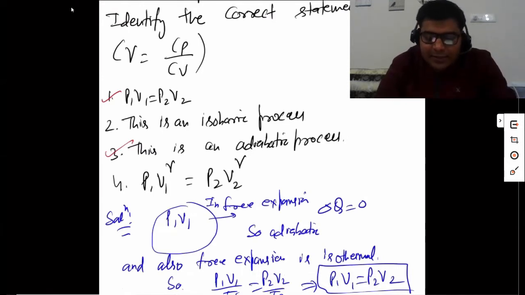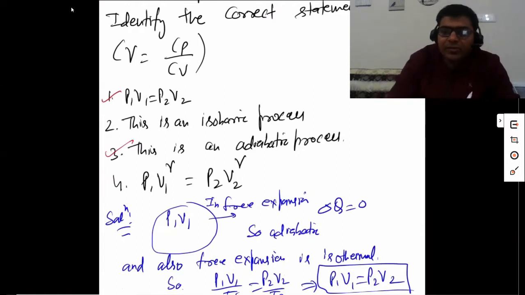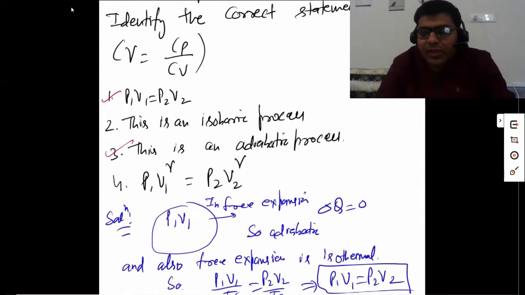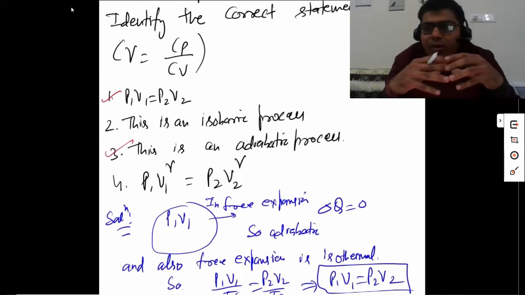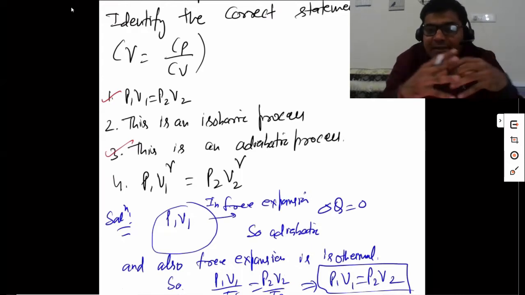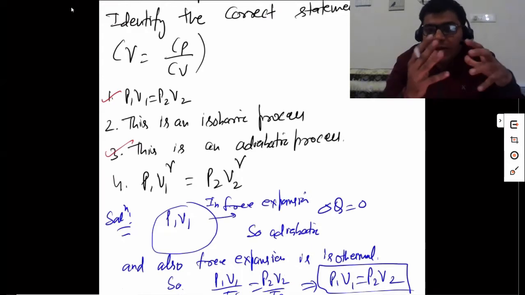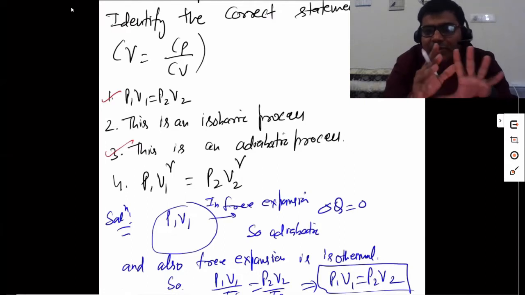And since it is allowed to expand freely, and no work is done in this process, if you are aware of the free expansion case, then it means it is not spending its internal energy in doing some work because the work done is zero. So essentially its temperature doesn't change, right? So it's essentially an isothermal process through expansion.